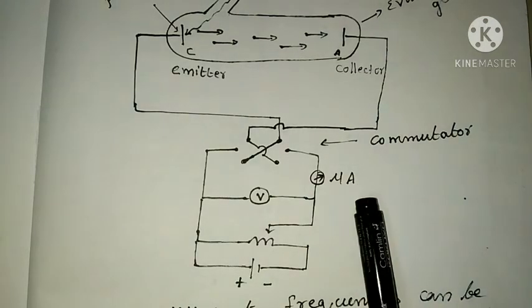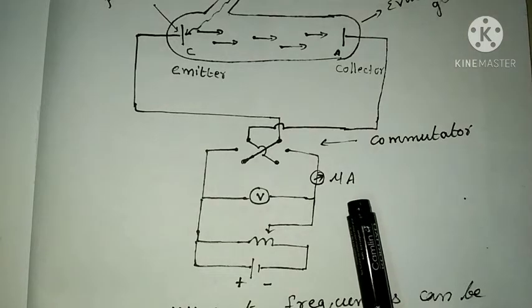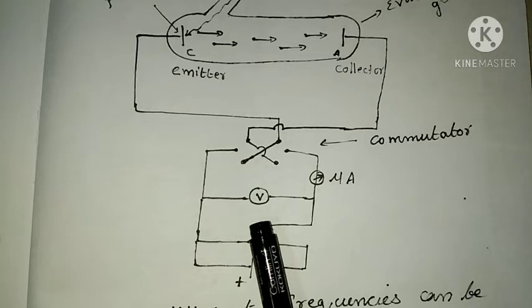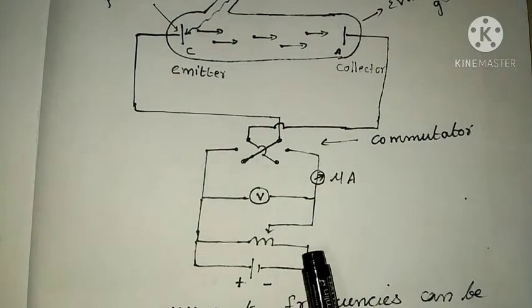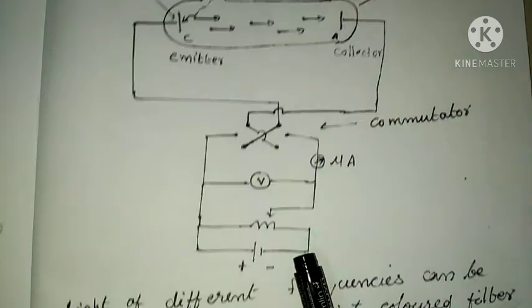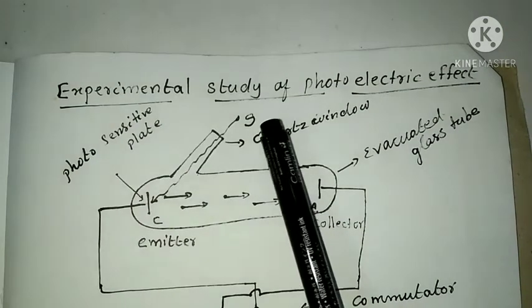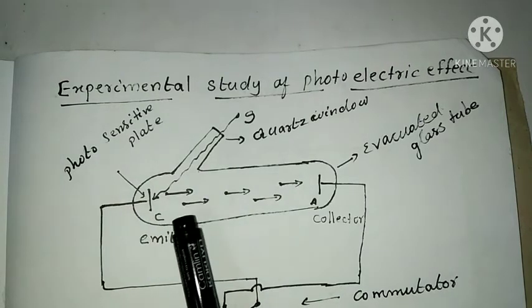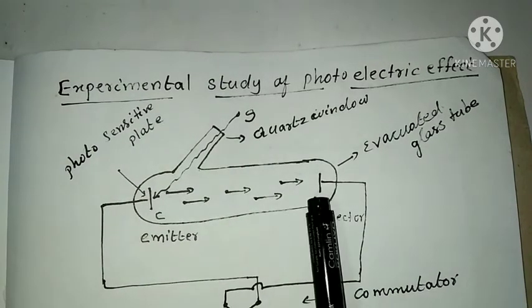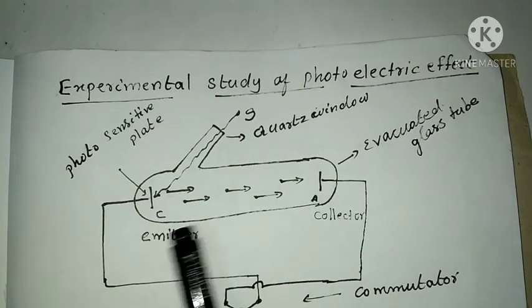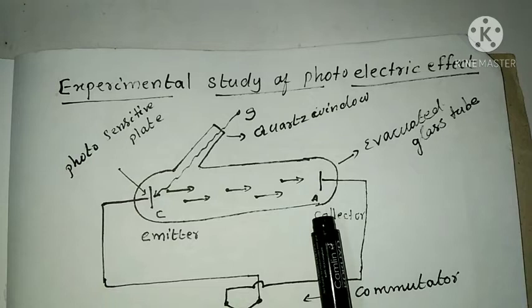Then a microammeter is used to measure the current flowing through the circuit, and a voltmeter is used to measure the potential difference. Then the battery and the rheostat are also connected. When the light falls from the monochromatic source on the emitter, electrons are emitted. Then we should make the collector positive potential and the emitter negative potential.